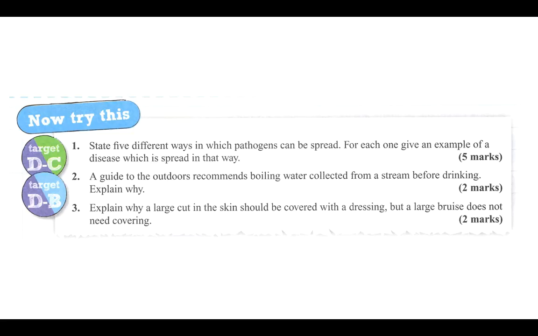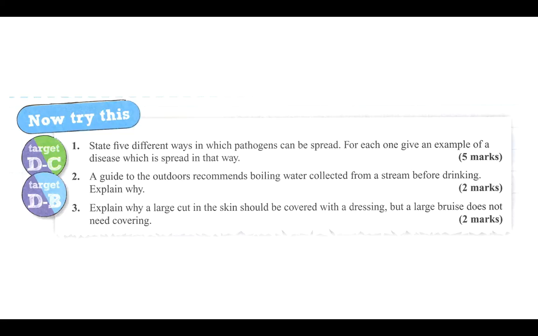Second question says, a guide to the outdoors recommends boiling water collected from a stream before drinking. Explain why. So you've got 1 mark for saying stream water may contain pathogens. So there may be pathogens such as cholera in the water. And 2nd mark for saying if you boil the water it will kill the pathogen and therefore you're less likely to get infected if you drink it.